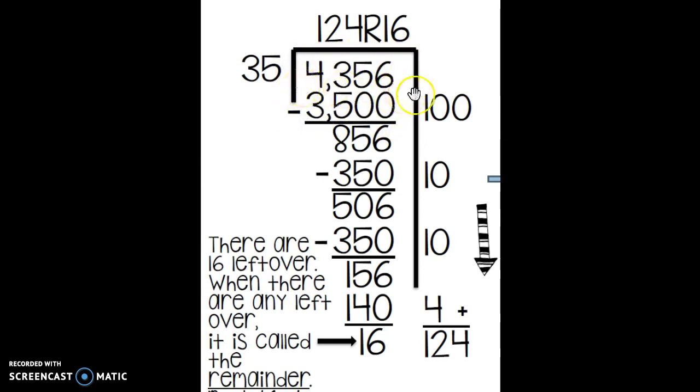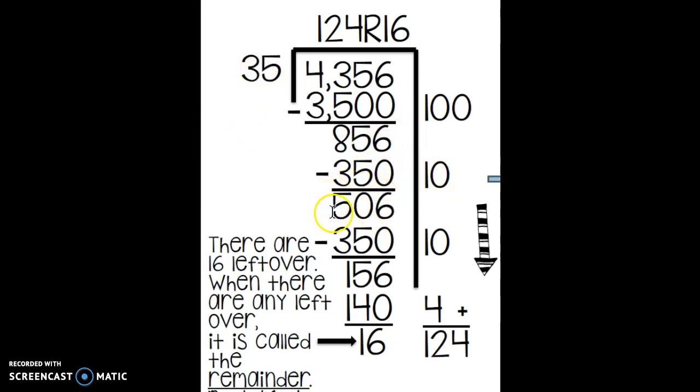4,356. So I keep track of what I multiply by here on the outside. So I multiplied by 100 and I got 3,500. And then I subtract. Now I'm left with 856. So again, what chunk can I take away from 856? I can multiply 35 by 10 like I originally started and get 350.